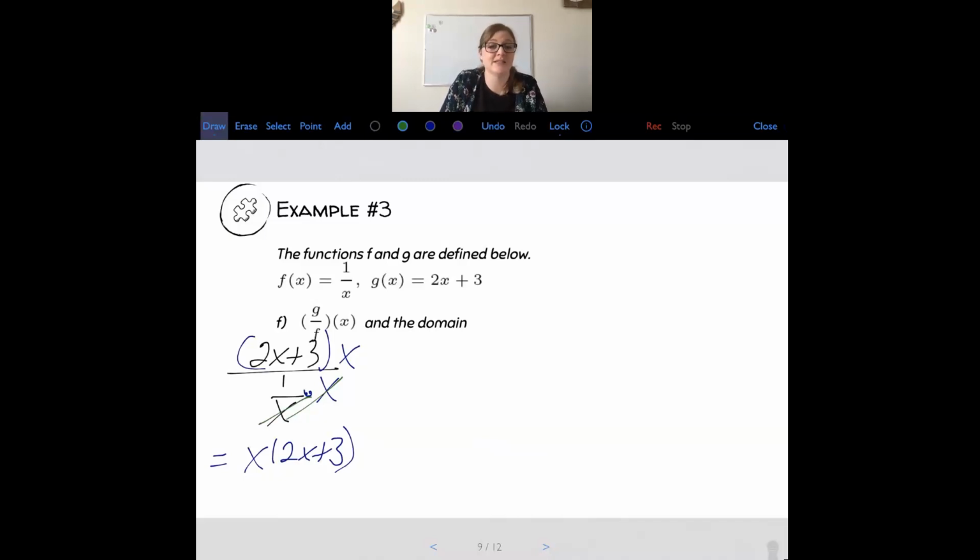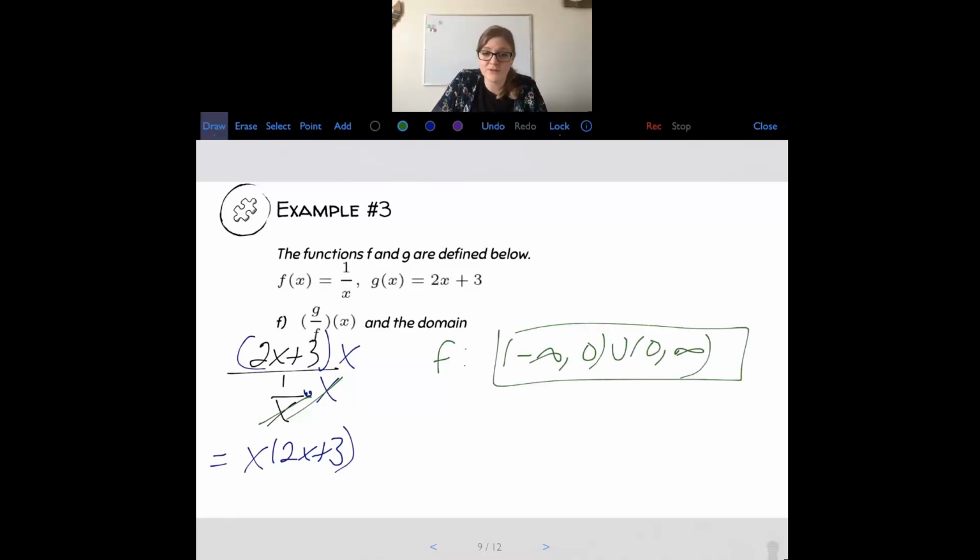Now notice there's no denominator here, but we still have to consider the domain of the original functions. We still have to consider the domain of f and the domain of g. Remember that the domain of f was negative infinity to 0, 0 to infinity. So that still applies here, even though we don't have a denominator, because g over f came from f, which had a domain restriction. We have to include it when we're doing the division of the two functions.